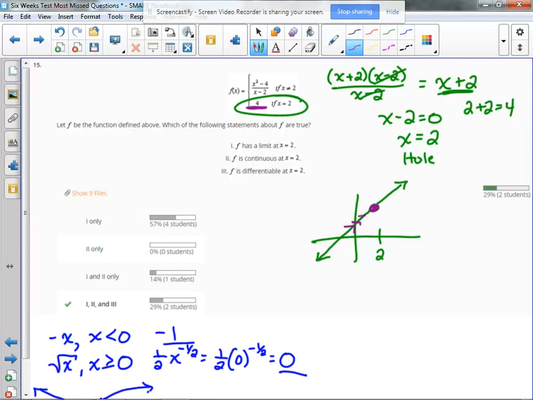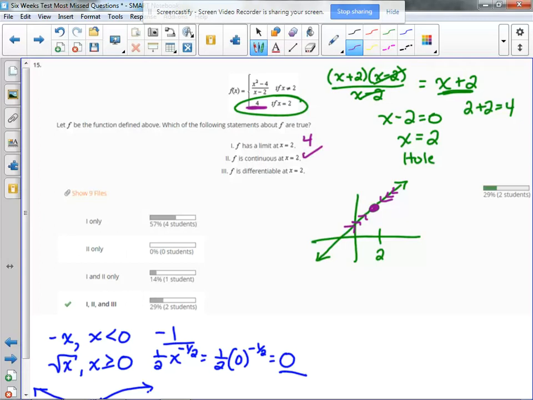So let's look at our statements. Do we have a limit? Yes. We are headed towards 4. Is it continuous? Yeah. The hole is plugged, so it's continuous. Is it differentiable? Yeah, it's a straight line.